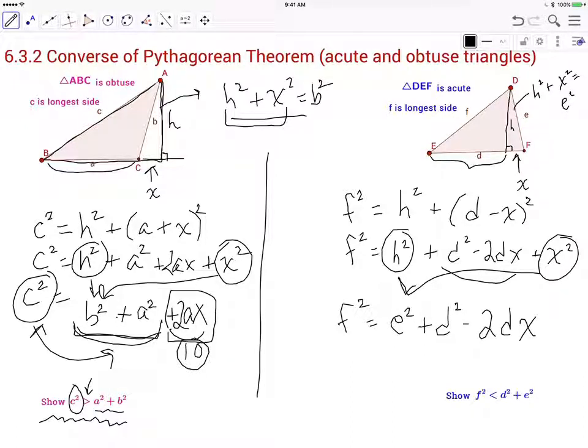And so here in the acute triangle situation, f squared is not equal to e squared plus d squared. It's equal to e squared plus d squared minus a little bit of something. And so therefore, in the acute triangle situation, f squared will actually be less than that sum, right? Because f squared is equal to the sum minus a little bit. That means that f squared must be less than the sum of the two. And hopefully that makes sense to you.